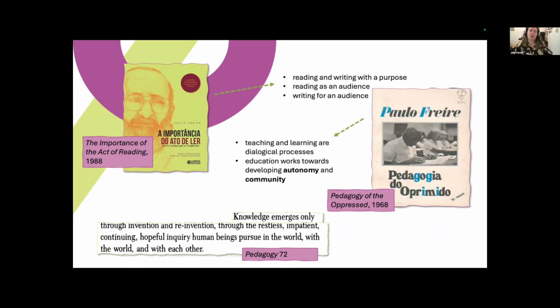And in Pedagogy of the Oppressed, we think about teaching and learning as dialogical. So they are mutually influenced. I teach and I learn from teaching, and so on. So this logic gets us to an education that works towards developing autonomy and community. I write for my community because I want to do something for my community, and I want to get something for my community. So knowledge, as per Freire, emerges only through invention and reinvention. So I write, I rewrite, I communicate, I see if that communication worked in the first place.